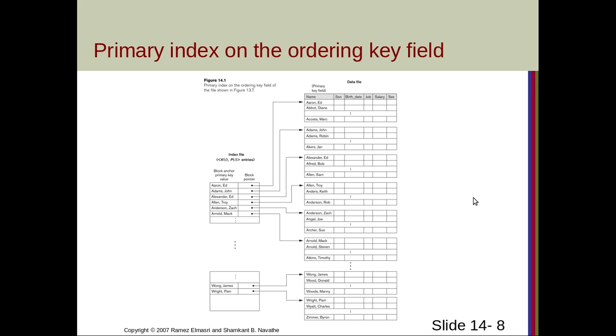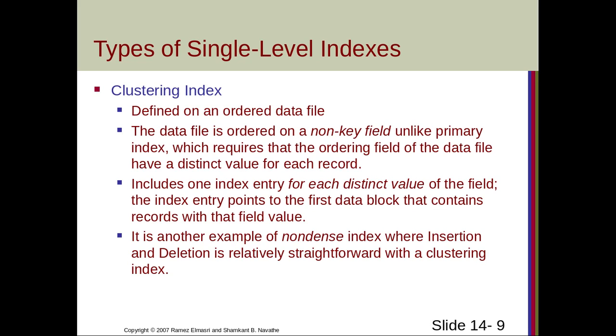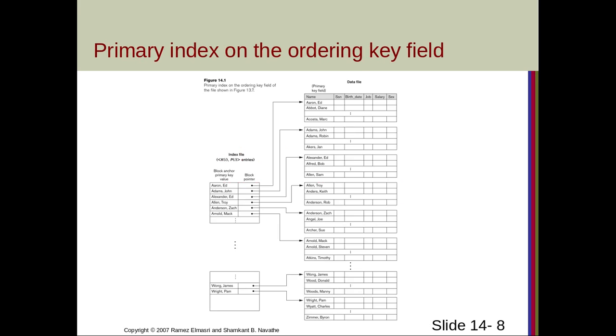So this is the primary index on the ordering key field. Now the second one is the clustering index. The clustering index is also defined on an ordered data file. The data file is ordered, but not in the same way as in the first case. That means this is ordered depending on the primary key field.